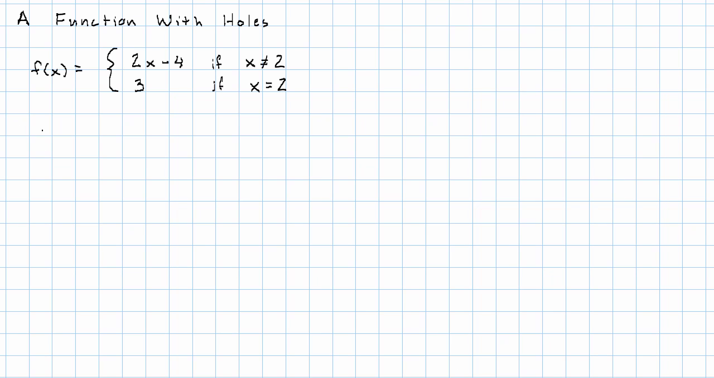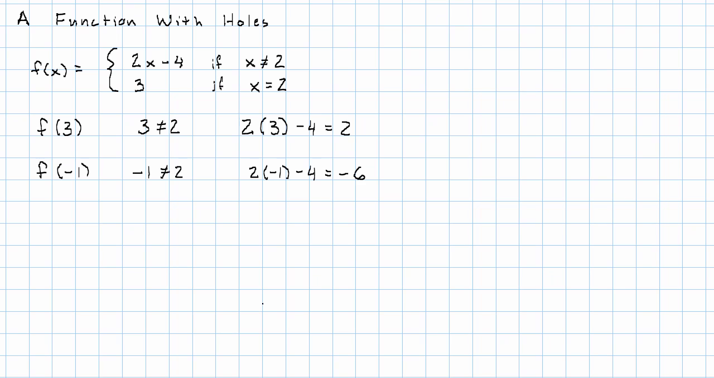So if we want to take f of 3, well, 3 does not equal 2, so we take 2 times 3 minus 4 equals 2. If we want to take f of negative 1, well, negative 1 does not equal 2, so we have 2 times negative 1 minus 4 is negative 6. But if we take f of 2, well, 2 does equal 2. So we use the second rule, and we just get 3.